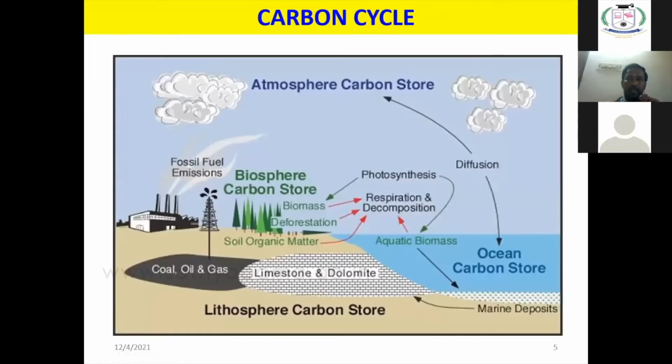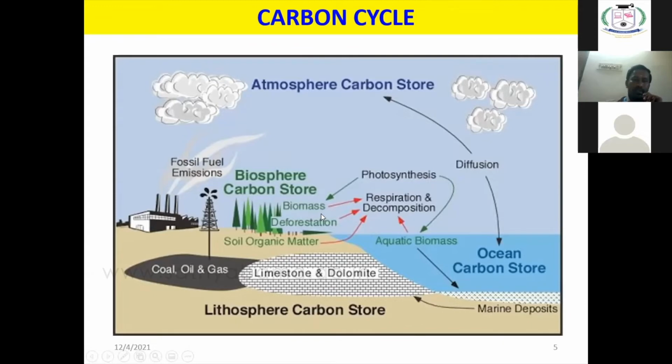So a typical carbon cycle is represented here. There are several carbon stores in the environment. The first one is the atmospheric carbon store: when fuel is burned, the carbon dioxide is emitted or liberated, and that is stored there. And then the biosphere carbon store.